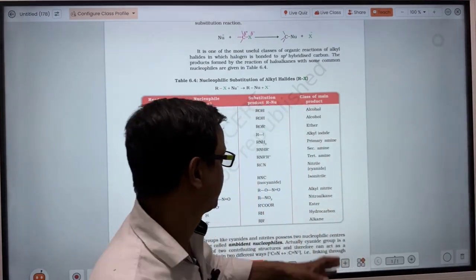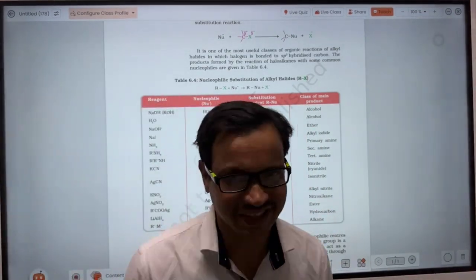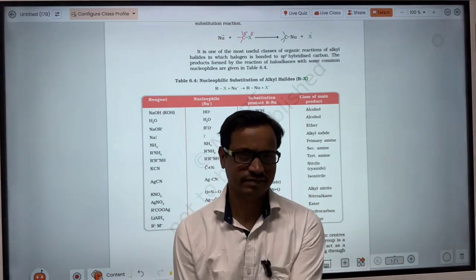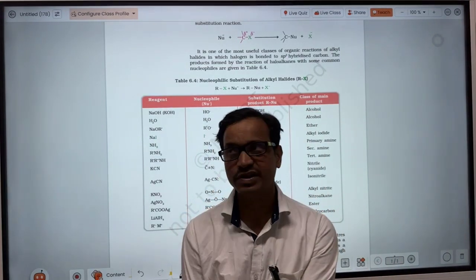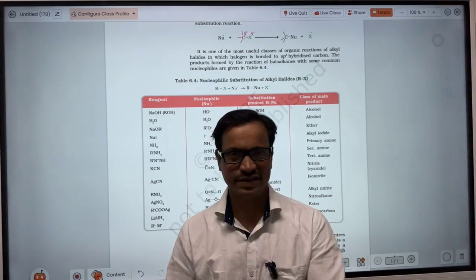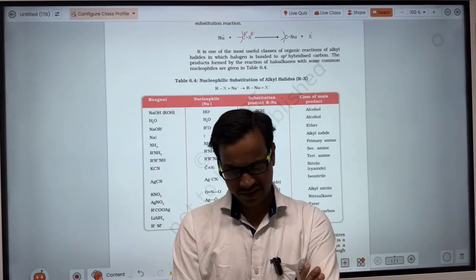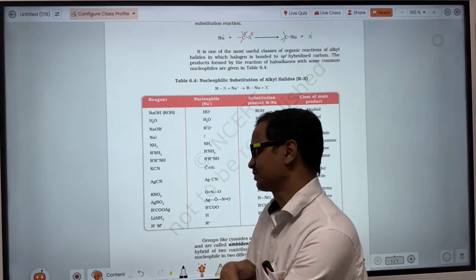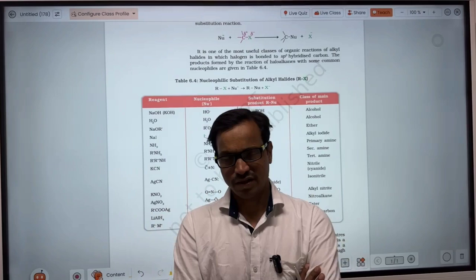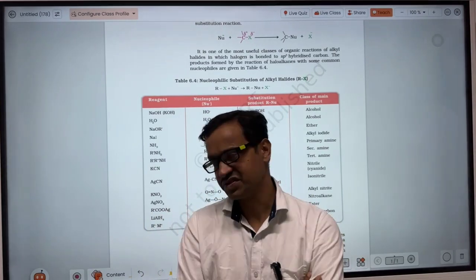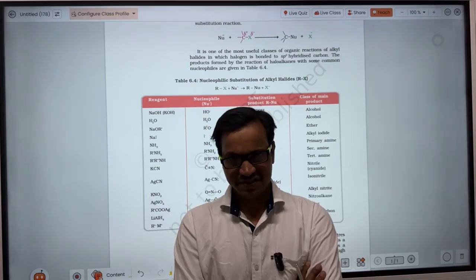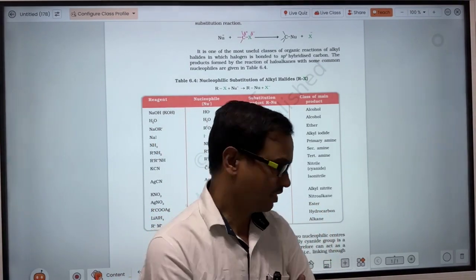And in the examination, for the 12th board examination, this chart is not too important. That is also important and you should not ignore it. But in the JEE Main examination and in the NEET examination, questions are asked from this portion. And there are also chances of questions from these portions in the CUET examination. Okay, so let's see here.